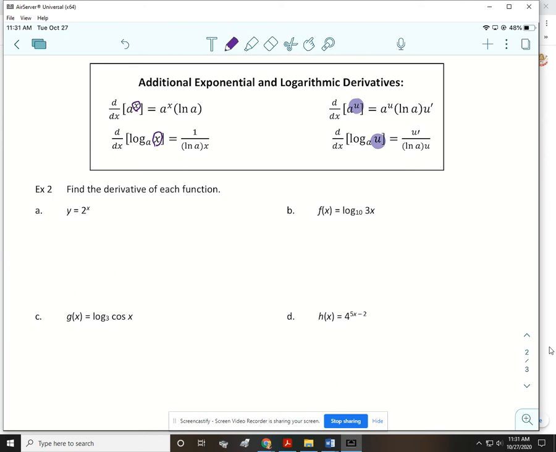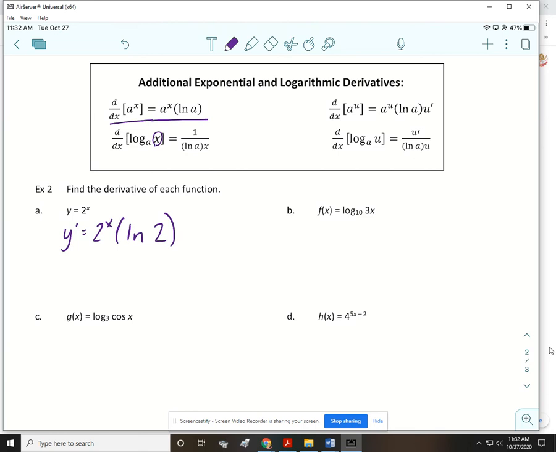All right, so let's start with example 2. A, we're going to find the derivative of y equals 2 to the x, so y prime equals, and we're going to use this very first rule. So it's still going to be 2 to the x, but then we're going to multiply by the natural log of a. A in this case is base 2, and that's it. That's all we have to do on that one.